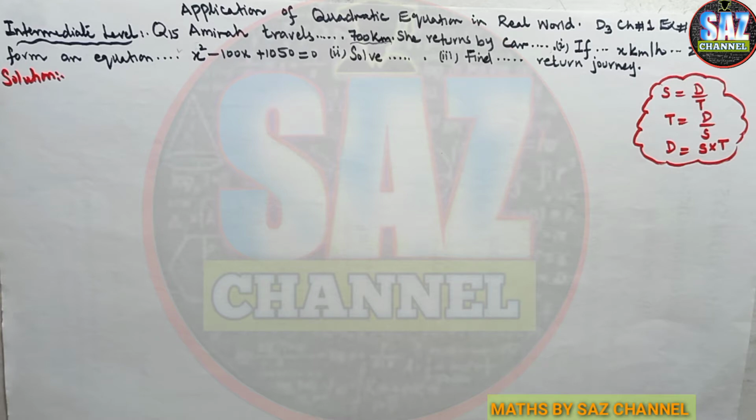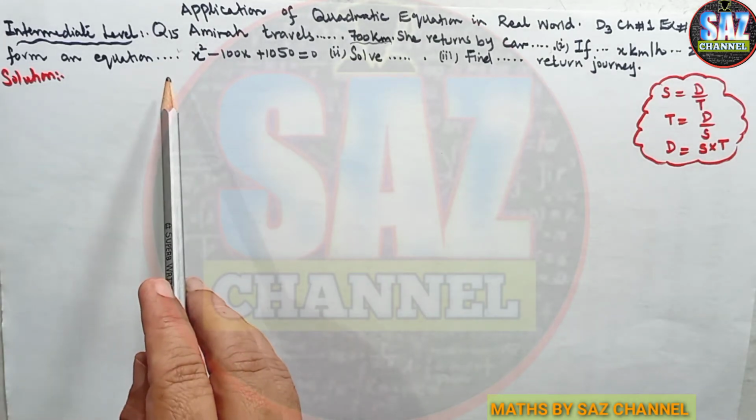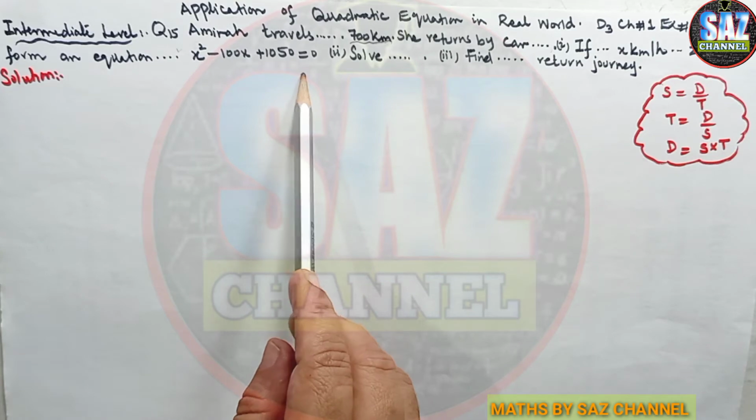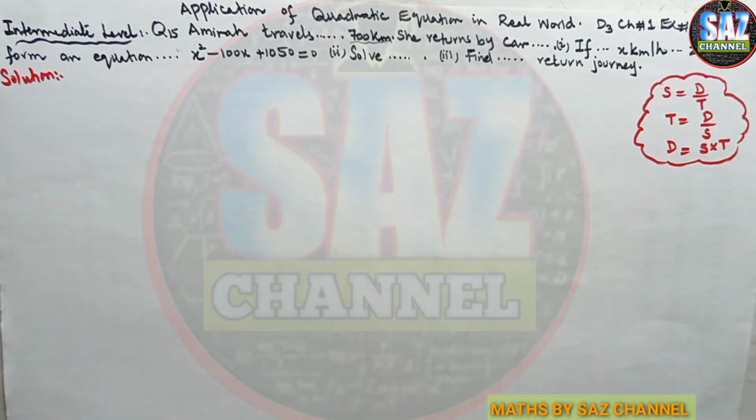The first requirement of the question is, if the average speed of the car is x kilometers per hour and the time taken for the whole journey is 20 hours, formulate an equation and show that it reduces to x square minus 100x plus 1050 equals 0. The second part is we have to solve the equation giving both answers correct to two decimal places, and then find the time taken for the return journey.